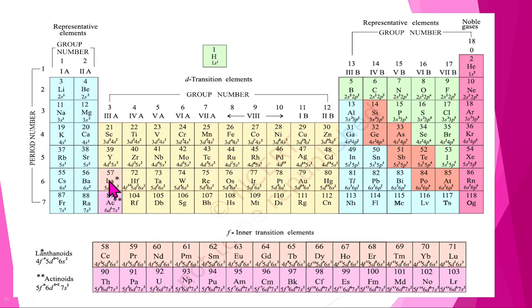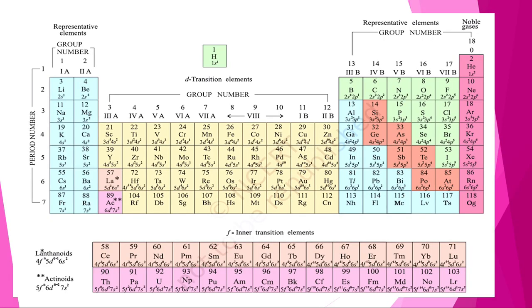But it is not possible to keep all 14 together, so they are placed separately at the bottom of the periodic table. And since they are coming after the element lanthanum, they are called lanthanoids. So these 14 elements are f inner transition elements, as the last electron is going to the f subshell. As you know very well, how many electrons can be there in the f subshell? In the f subshell there can be 14 electrons. So in this periodic table you can see that f electrons are being filled from cerium to 71.